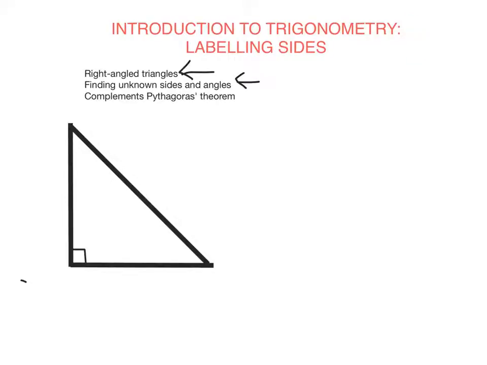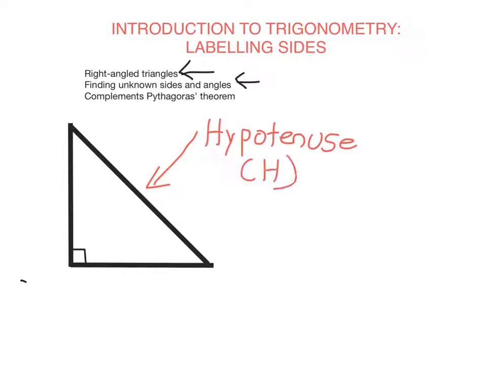Now, we've already been introduced to one of them. In every triangle, the longest side is always opposite the right angle in any right-angled triangle, and we call that the hypotenuse, or H, it's abbreviated for. So that isn't new to you. We came across that in Pythagoras' theorem. Now, we have to know how to label the other two sides. So in Pythagoras, it didn't matter how we labeled the shorter two sides. It does matter in trigonometry.